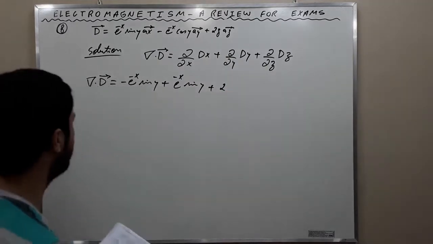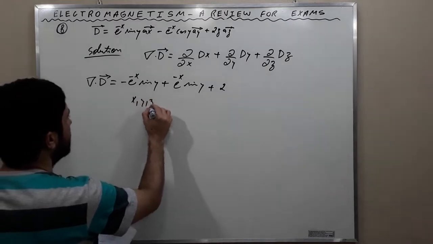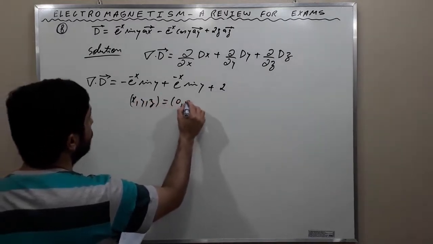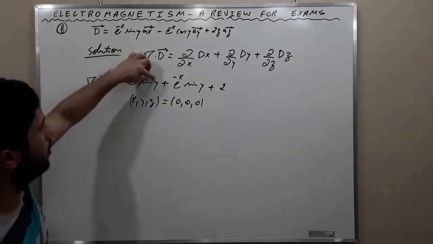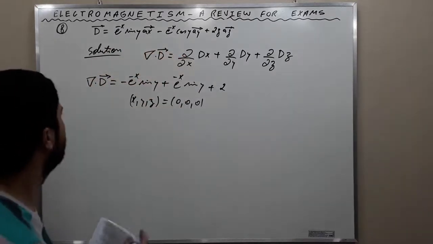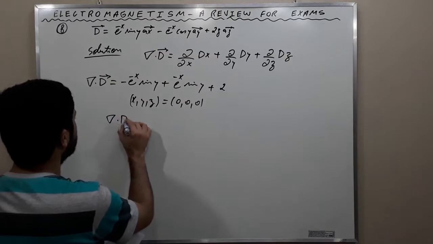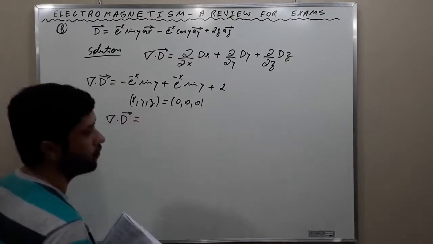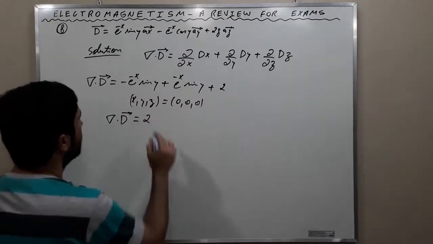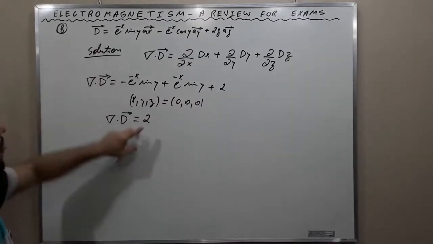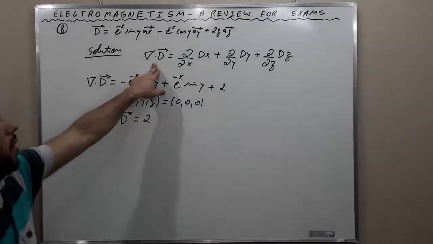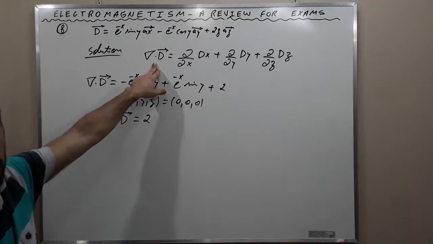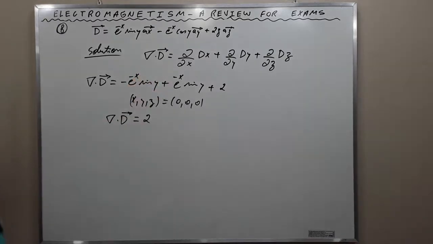And at the origin, x, y, and z are all equal to 0, and putting 0 here, here, here, and here, we find that the divergence of the flux density at the origin, according to this expression here, is 2. Okay? Very simple exercise, just to practice using the expression for the divergence. This is all for exercise 8.